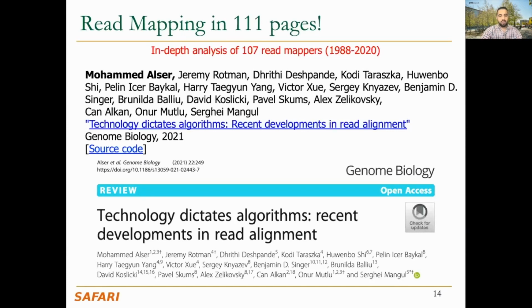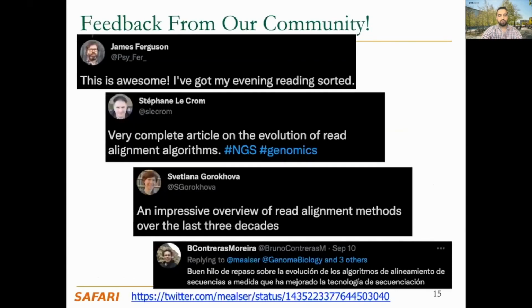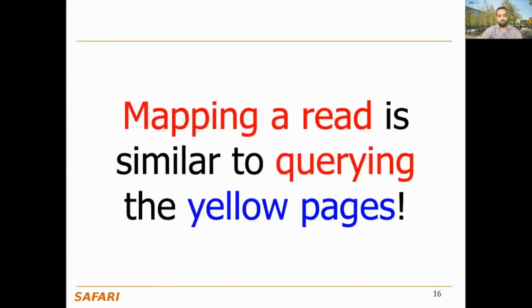If you're interested in this topic, please check this paper. We already show most of the algorithms used for read mapping during the past 30 years or so. And we got very good feedback from the community on this work.